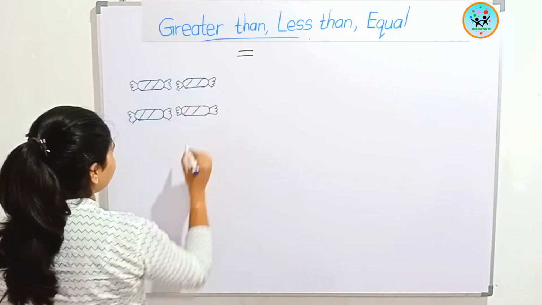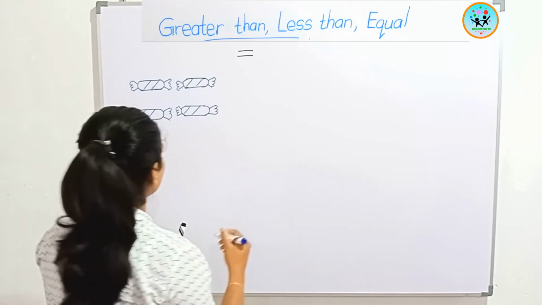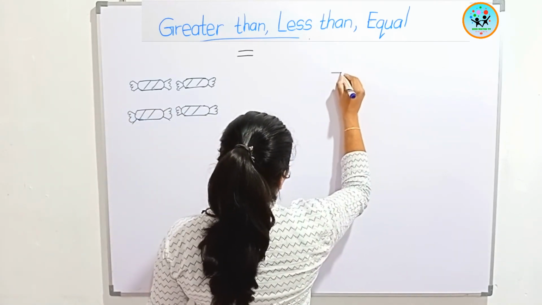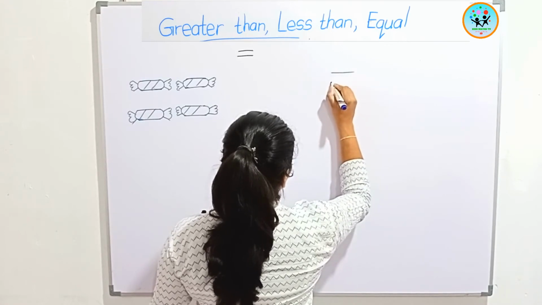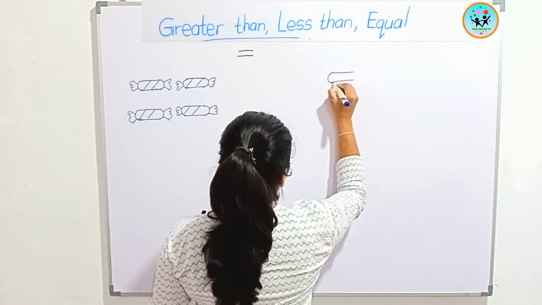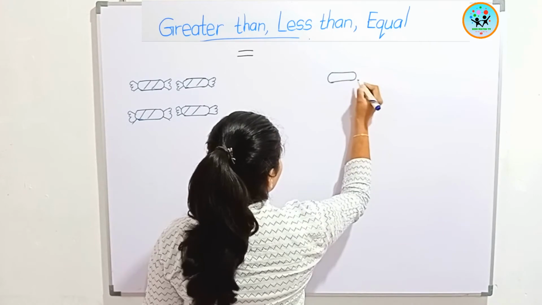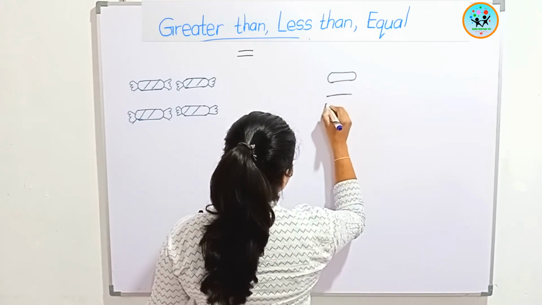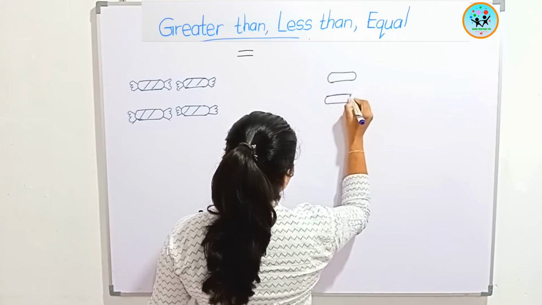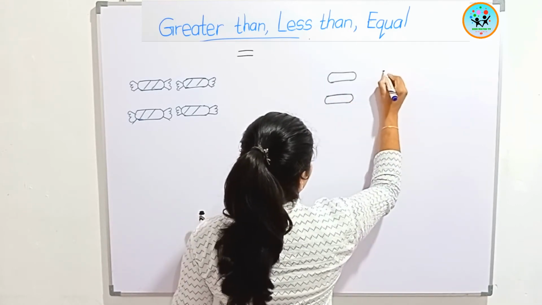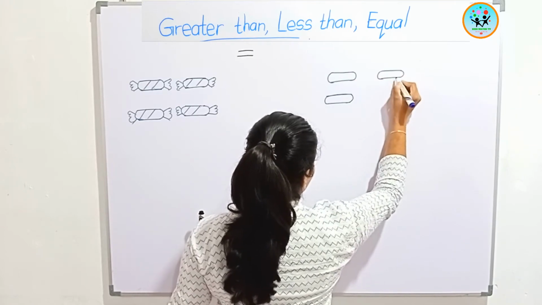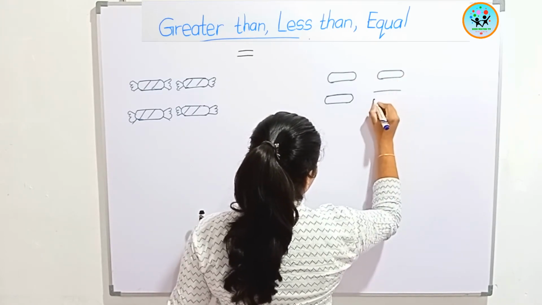Now I am drawing toffees. When I draw this, you can count how many toffees are here.